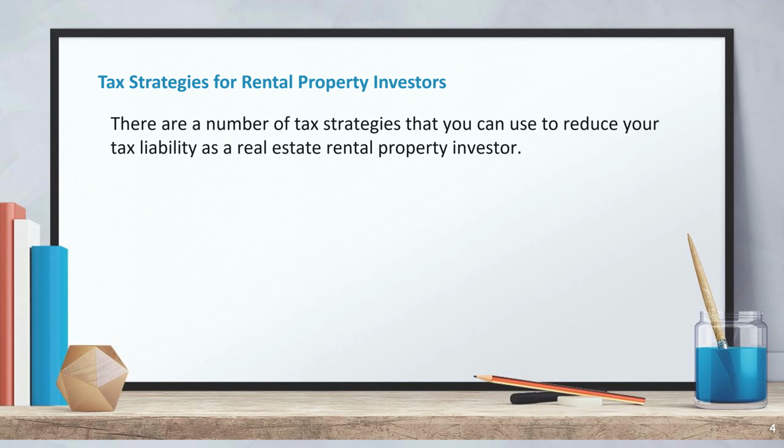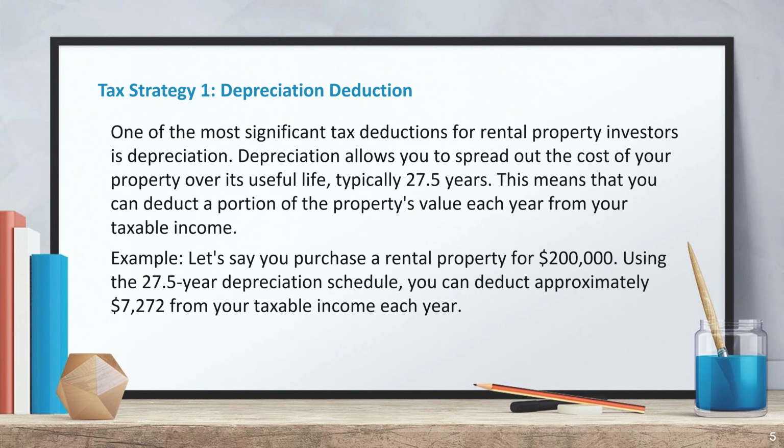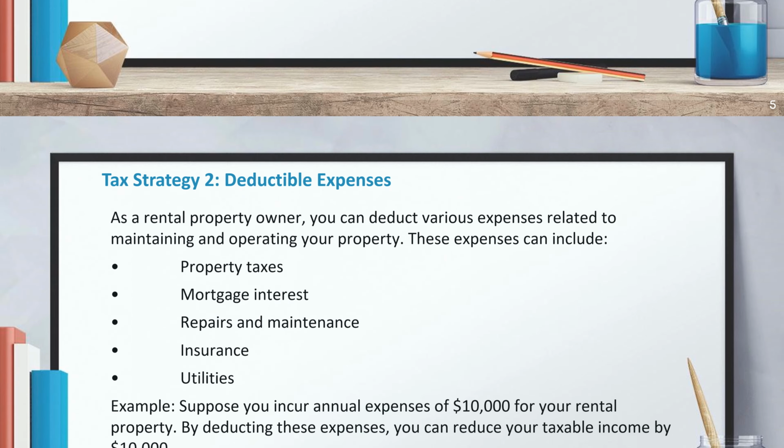Let's discuss them. One of the most significant tax deductions for rental property investors is depreciation. Depreciation allows you to spread out the cost of your property over its useful life, typically 27.5 years. This means that you can deduct a portion of the property's value each year from your taxable income. For example, let's say you purchase a rental property for $200,000 using the 27.5-year depreciation schedule. You can deduct approximately $7,272 from your taxable income each year.